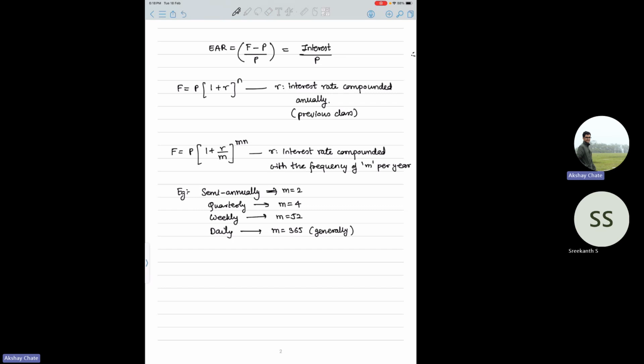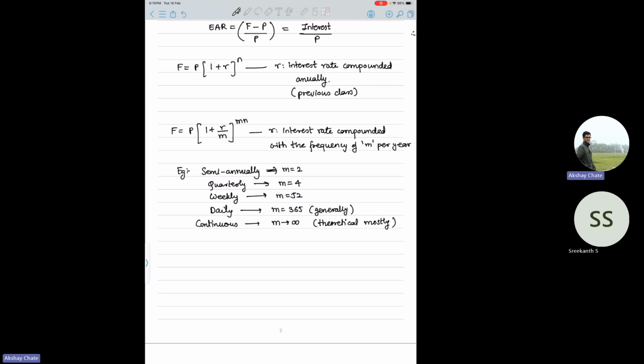And sometimes they use this term called continuous compounding. It's a theoretical case, which means this M tends to infinity. Basically, it's a very small time period for which you are holding the money, and then again very quickly you are compounding. This is more or less a theoretical case, but you should know it. So this is how M comes into the picture compared to our previous cases.